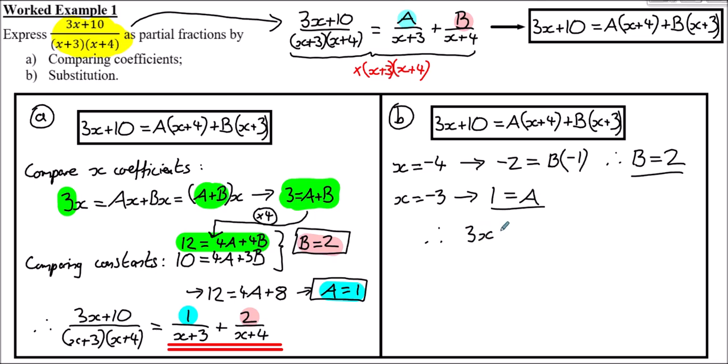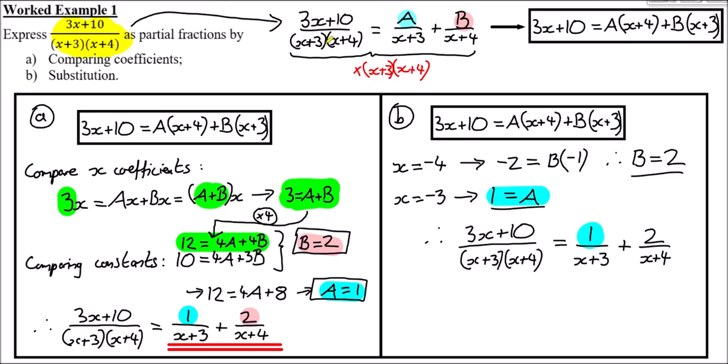We can see that 3x plus 10 all over x plus 3, x plus 4. Once again, same conclusion as you'd rightly expect. We get 1 all over x plus 3 plus b, which is 2, all over x plus 4. And I may as well use the same colour coding, why not? And that's worked example 1 complete.